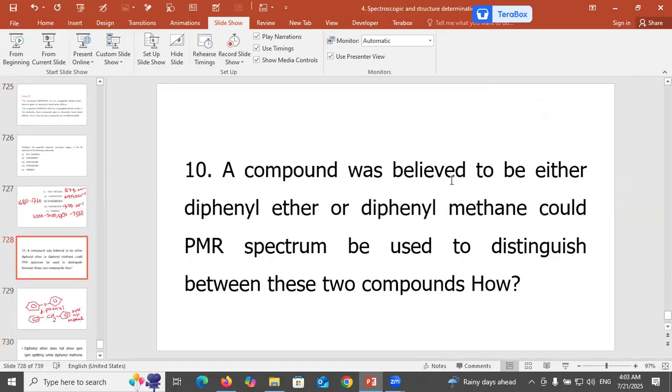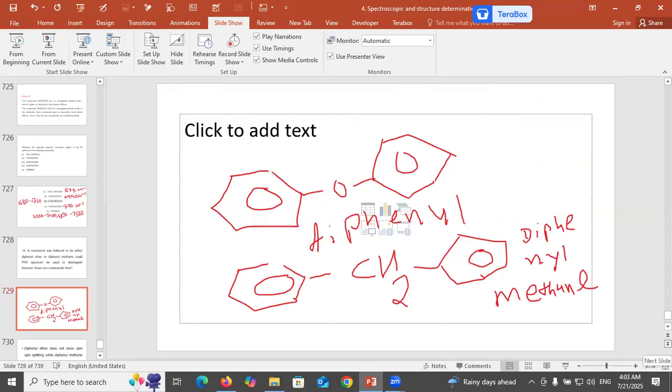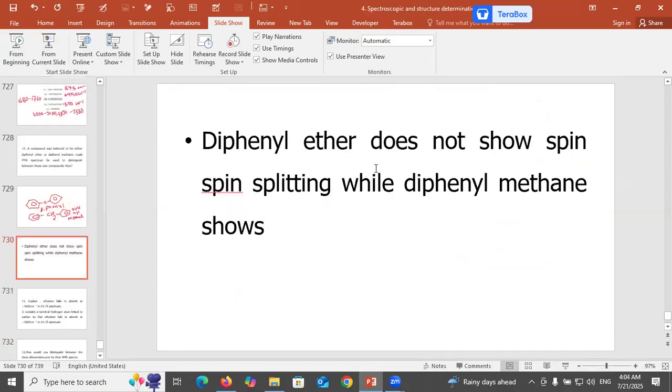A compound was believed to be either diphenyl ether or diphenylmethane. Could the PMR spectrum be used to distinguish between these two compounds? How? Diphenyl ether does not show spin-spin splitting, whereas diphenylmethane shows it.